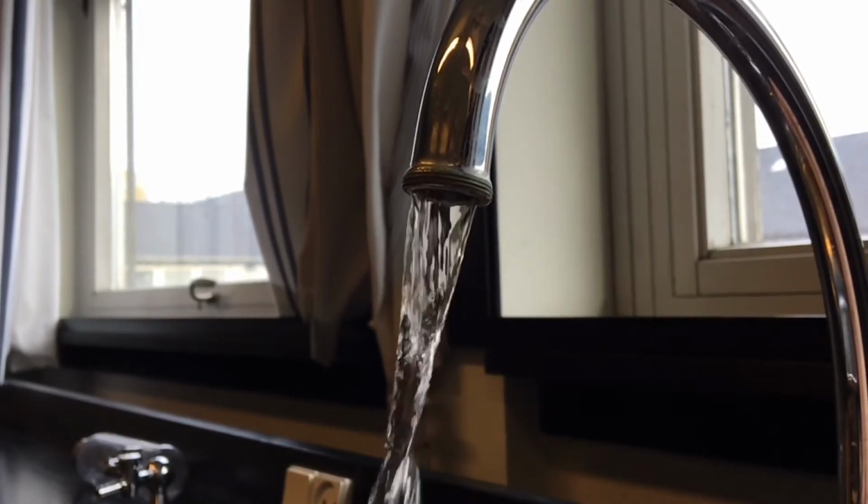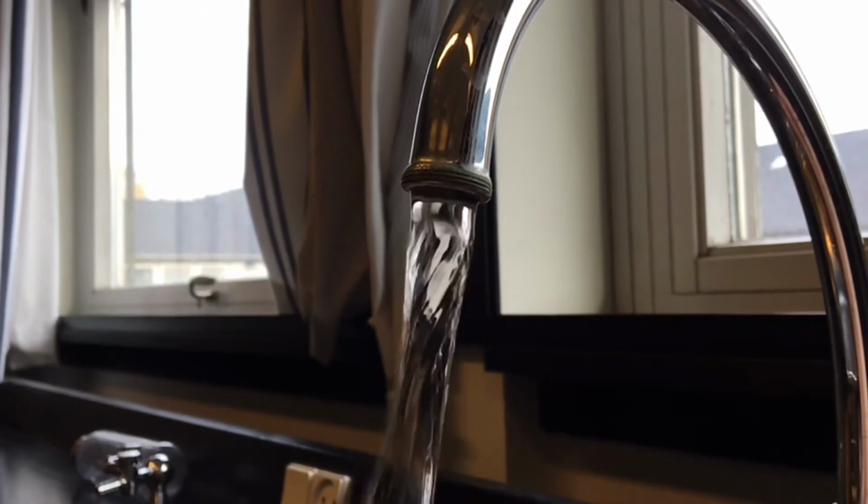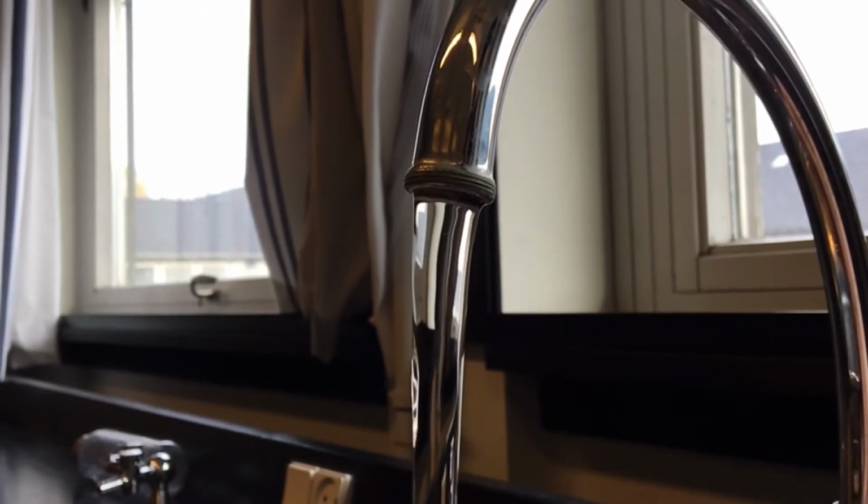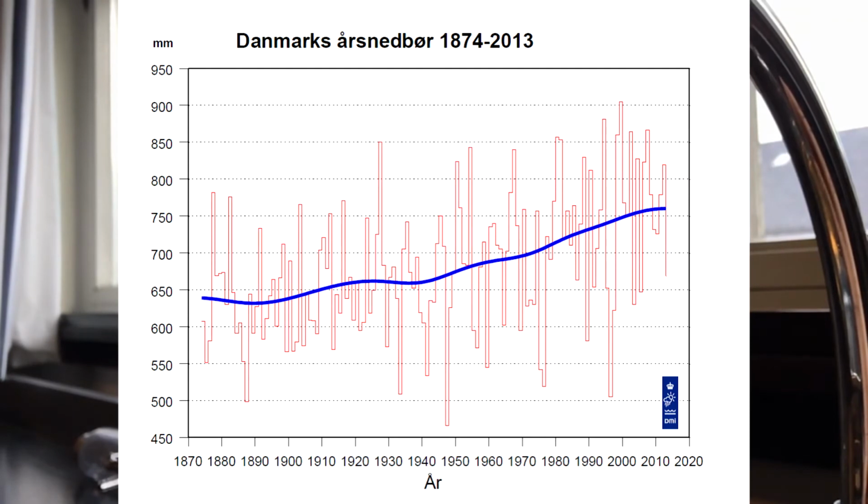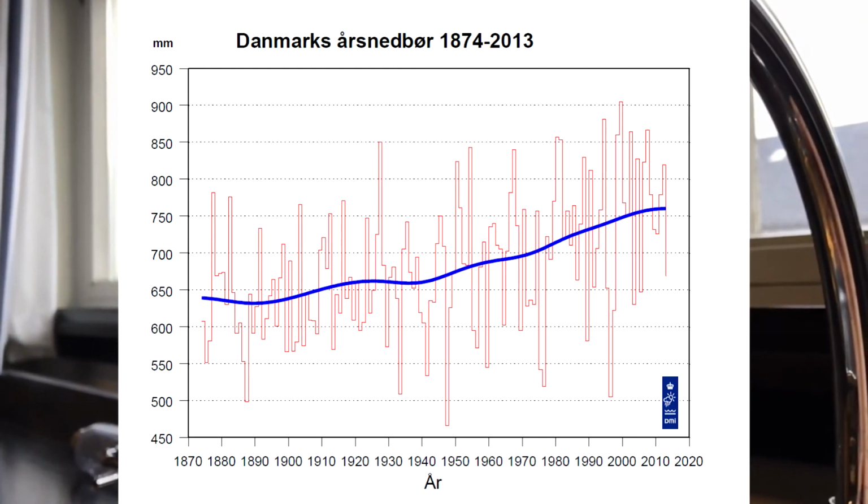This is the reason why we here in Denmark can just pump clean water out of the ground and get it directly through our faucet. Precipitation in Denmark has over the last 20 years gradually increased year by year, with the highest amount of rainfall in the 2000s.